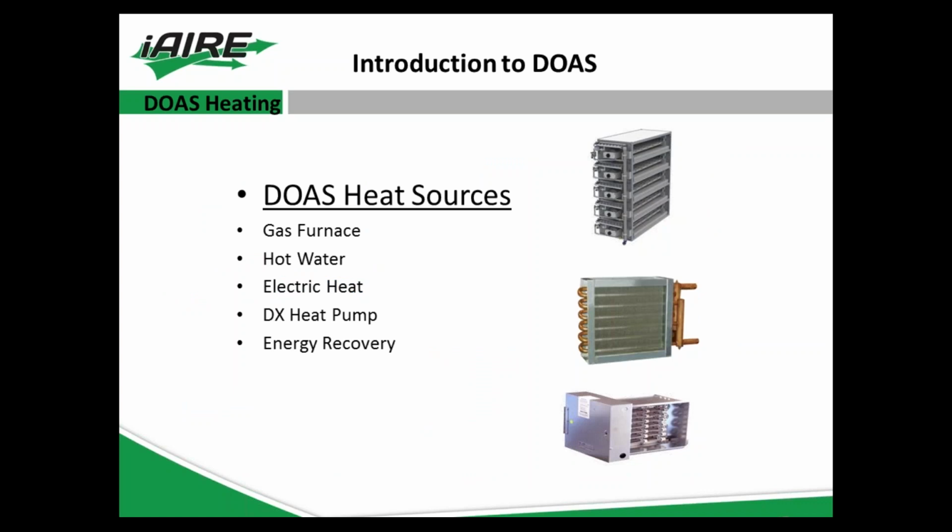So, some different dedicated outdoor air system heat sources. The ones you are most familiar with, obviously gas heat. iAIRE can also do hot water modifications, so you can have a packaged DX cooling unit with hot water heat. We can do electric heat and also DX heat pump. So you can do a variety of different ways to provide heating to your space, including, which we'll go over in detail later, energy recovery wheels.